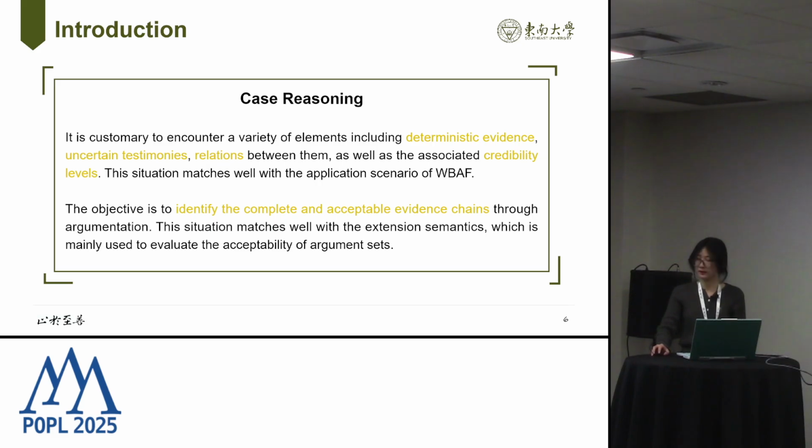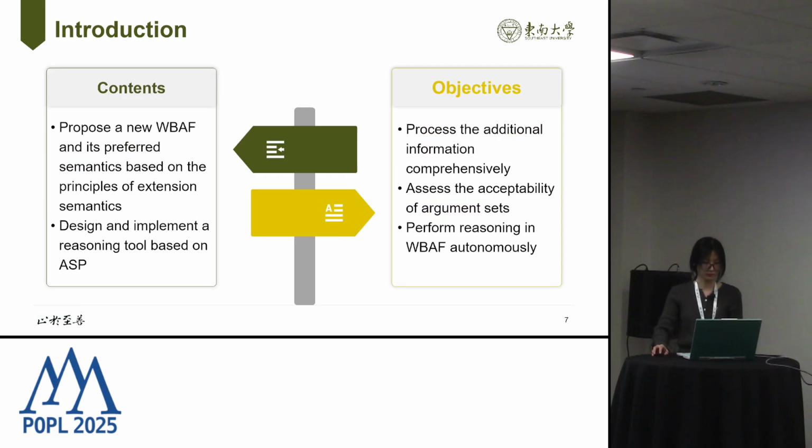The objective is to identify the complete and acceptable evidence chains through argumentation. This situation matches well with the extension semantics, which is mainly used to evaluate the acceptability of argument sets. Therefore, we propose a new weighted bipolar argumentation framework and its preferred semantics based on the principles of extension semantics.